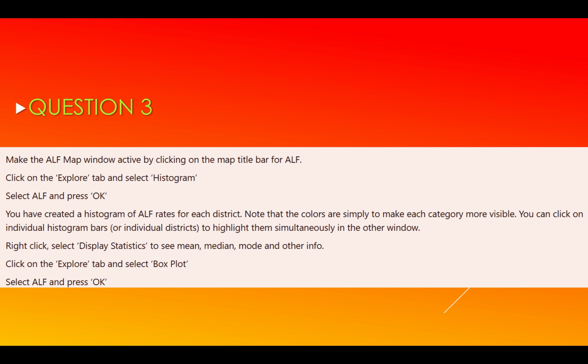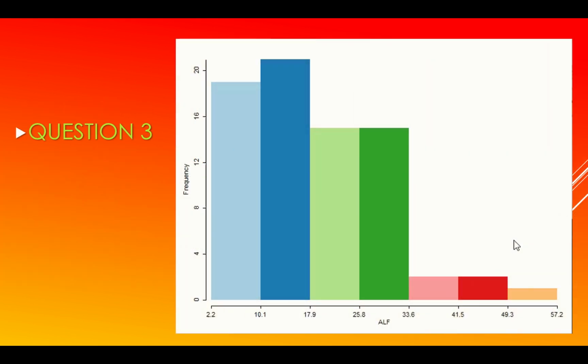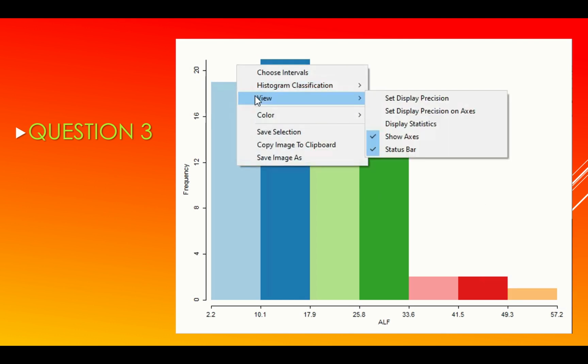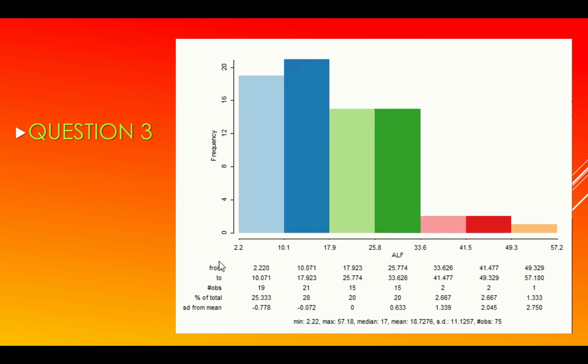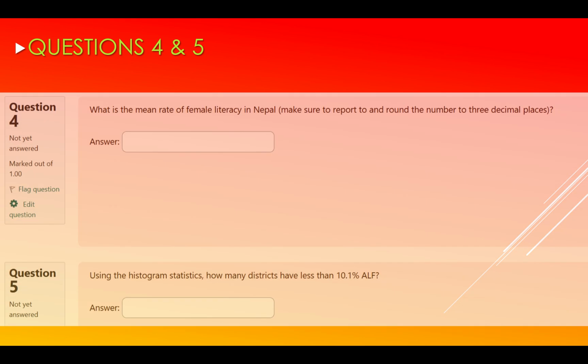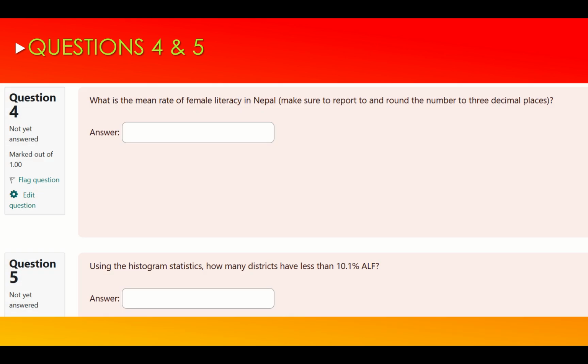So again, the variable is going to be ALF. You're going to go into the Explore tab and select histogram within Geog, and your histogram will be made. And then you can also right-click on the histogram and you can view some basic stats. So if you go up and hit Display Stats, it'll output some of the basic stats for the data below it. And that's what you're going to be using, that table below it, to answer questions 4 and 5.